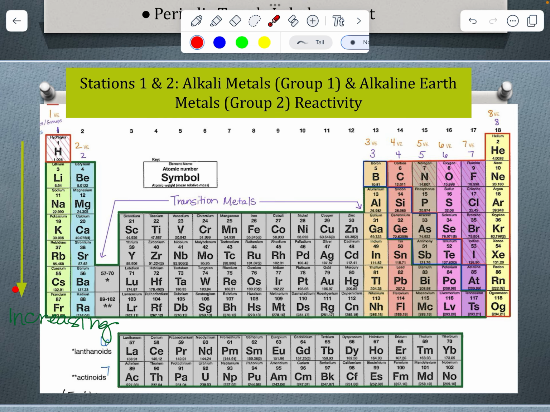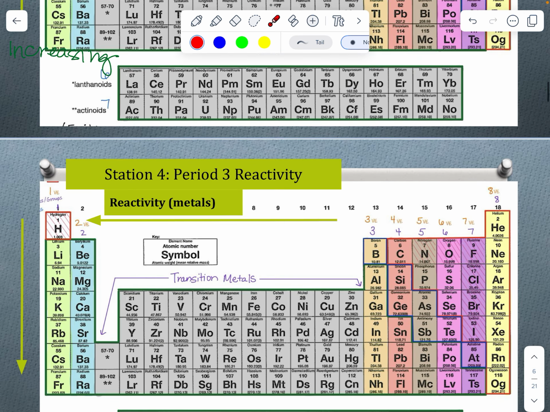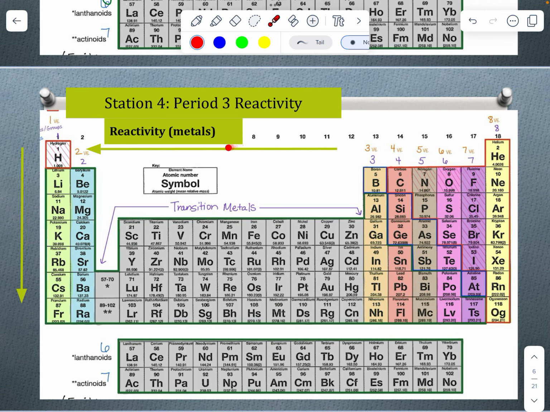So increasing for metals as we increase energy levels. So add that to your periodic table. We then also should have seen in station 3 that for metals, as we move to the left on our periodic table, that reactivity is increasing. So that's a trend that you should have shown.